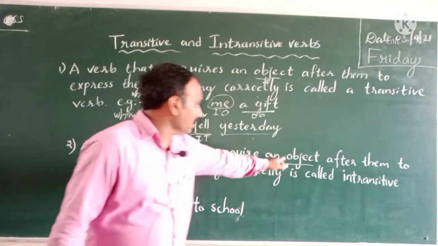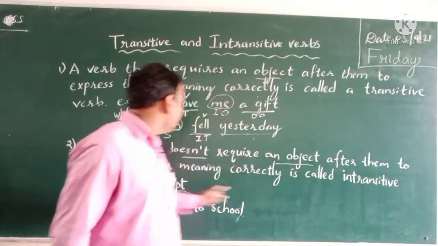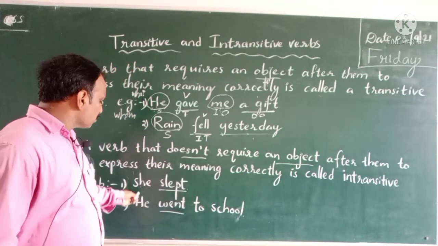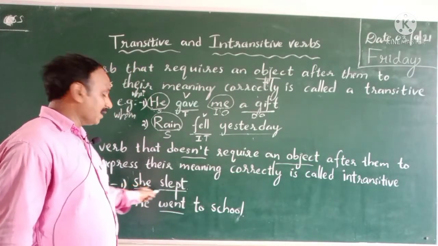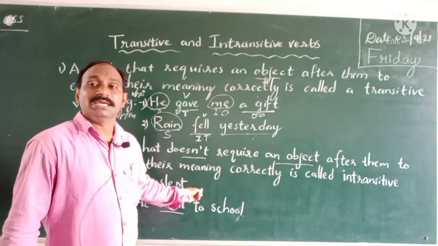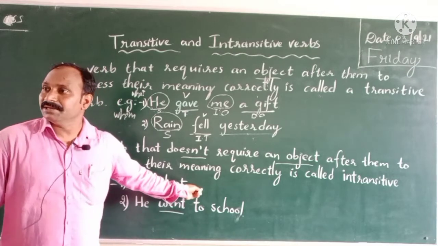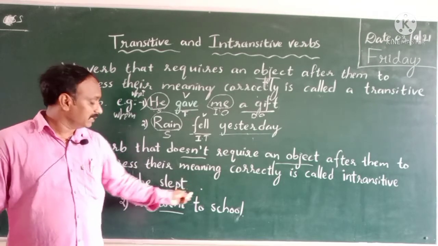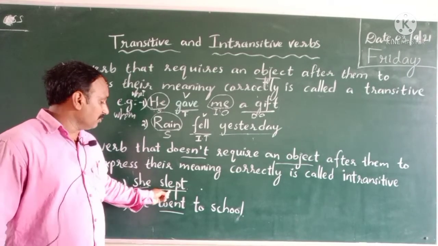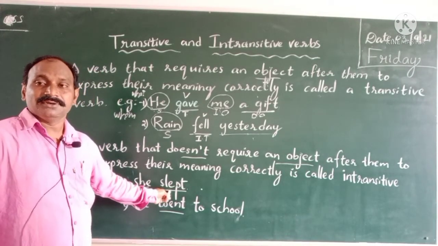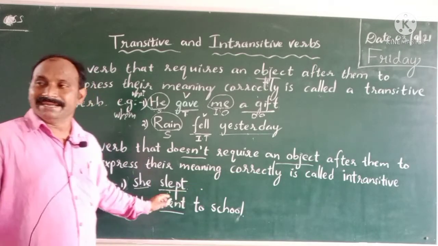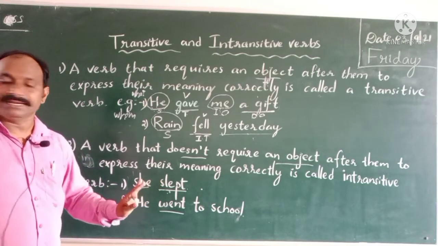It doesn't require an object after it to express its meaning correctly; that is called an intransitive verb. So here, this is a subject and this is a verb, and here it is not having any object. Even if the object is not there in this sentence, the sentence is giving complete meaning. So the verbs which are giving complete meaning even without the object are called intransitive verbs. It doesn't require an object.